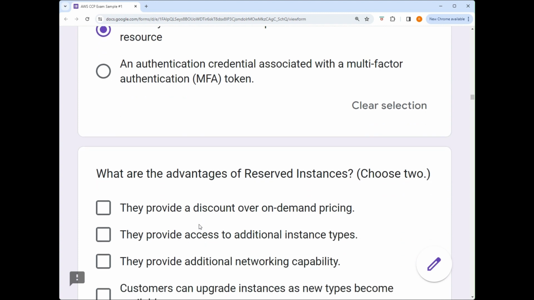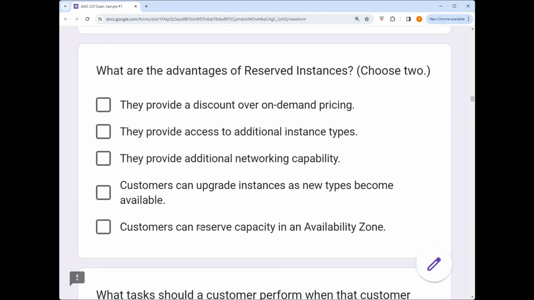What are the advantages of reserved instances? Choose 2. They provide a discount over on-demand pricing. They provide access to additional instance types. They provide additional networking capability.